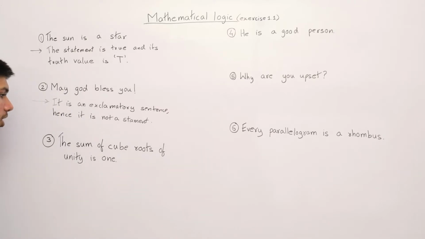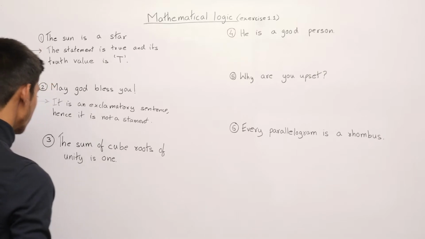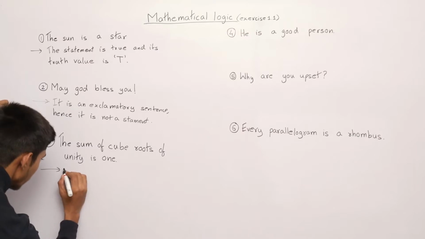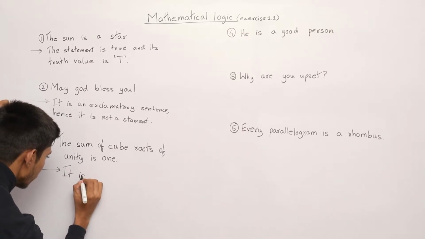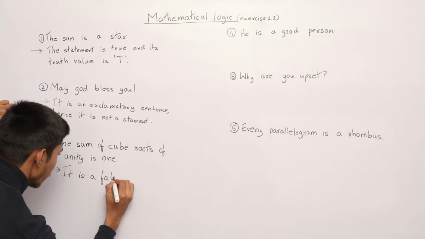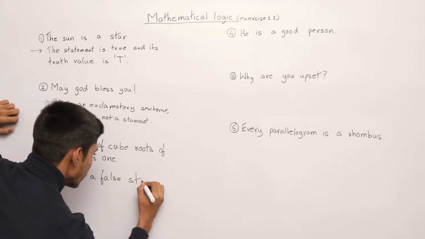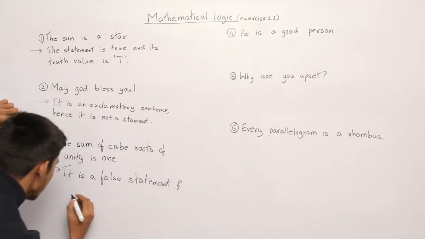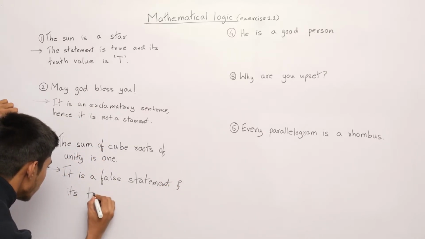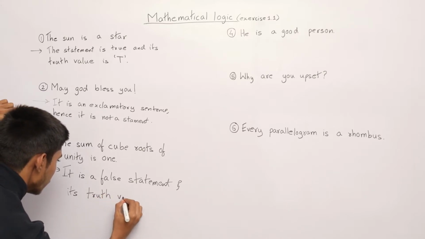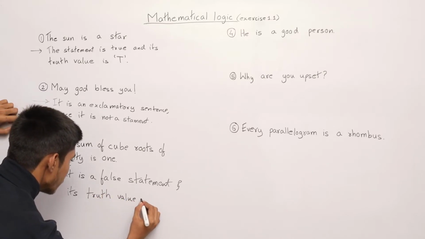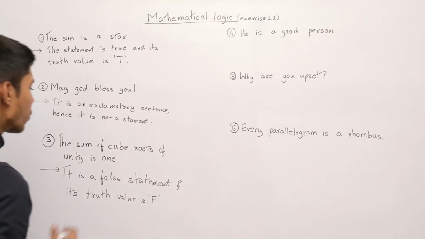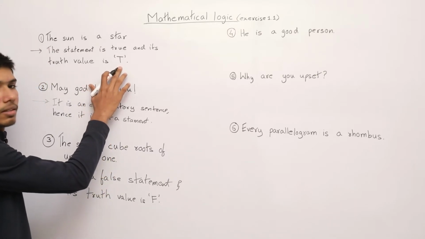Third statement, the sum of cube roots of unity is 1. It is a false statement, and its truth value is f. If the statement is true, then the truth value will be t.